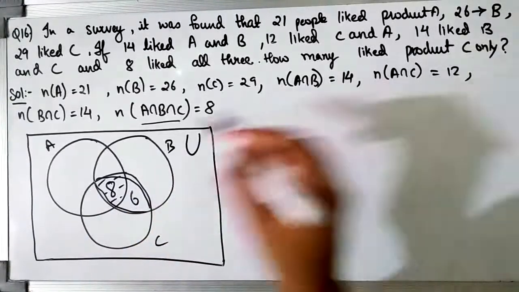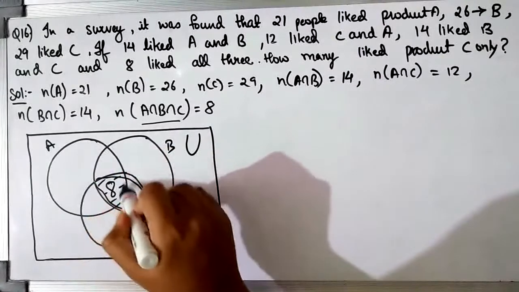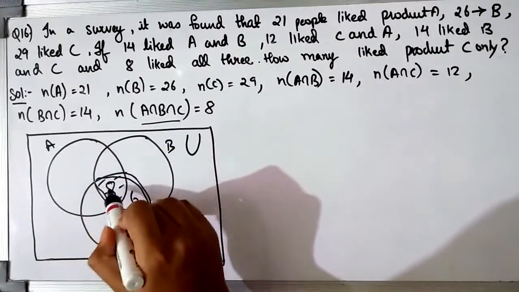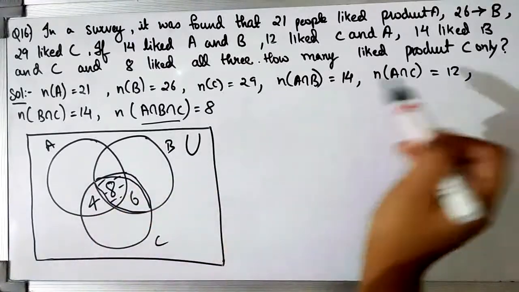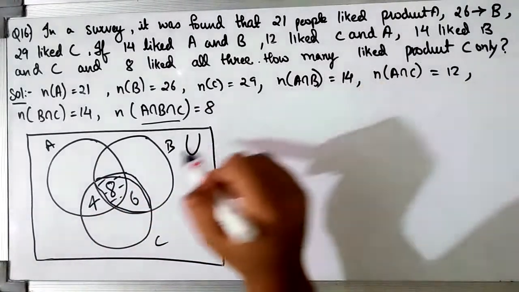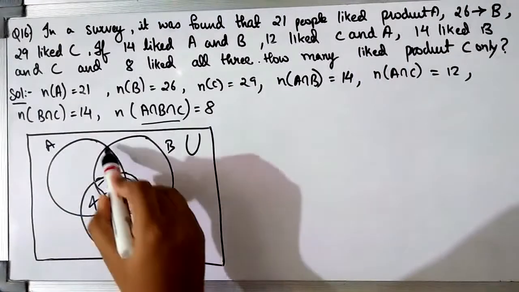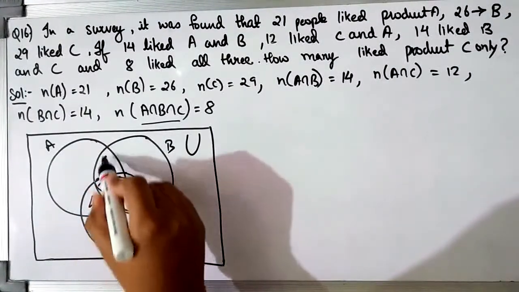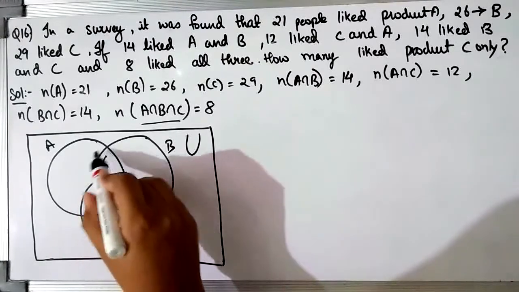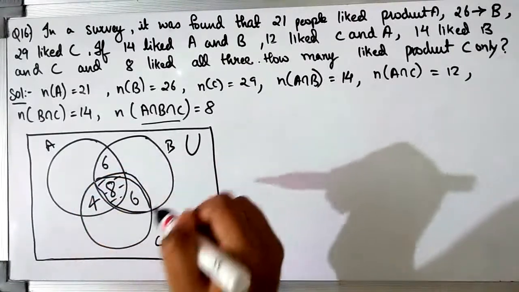Then A intersection C is 12. A and C meet in this region. Already we have written 8, so we are going to write 4, and 8 and 4 make up 12. Then A intersection B is 14. A and B together make up this region. Already we have written 8, so we are going to write 6 over here. Together they make up 14 elements, that is A intersection B's elements.